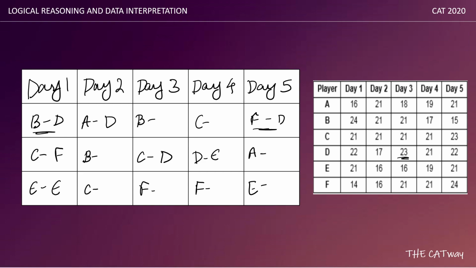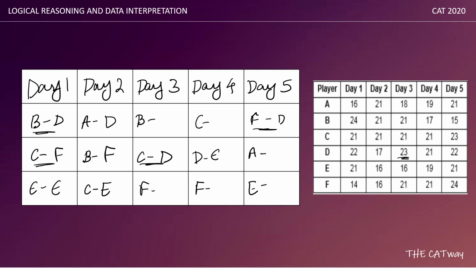Now let's move ahead to day 2. On day 2, C cannot play against D and F because C has already played against D and F. So against whom will he play? He will play against E. So B will play against F. Now this is clear. Now let's come to day 5.